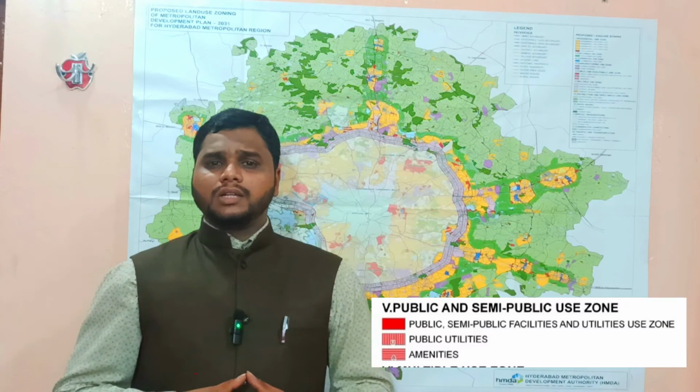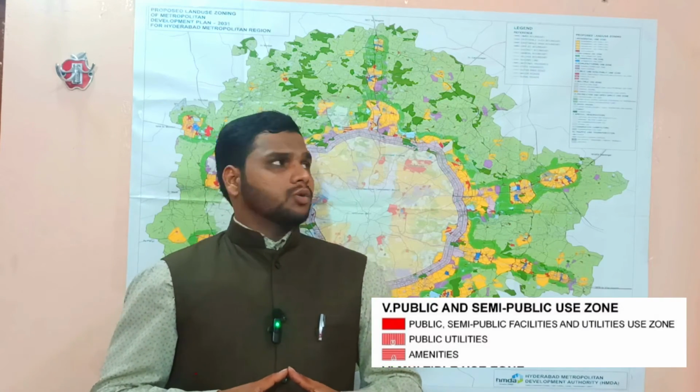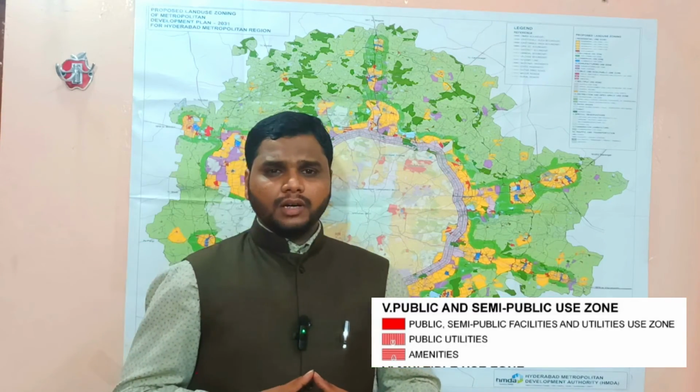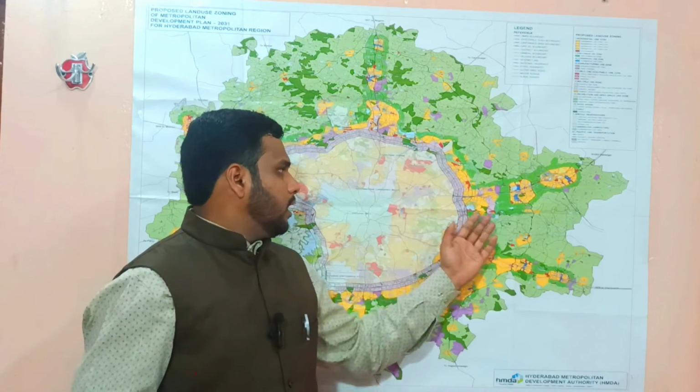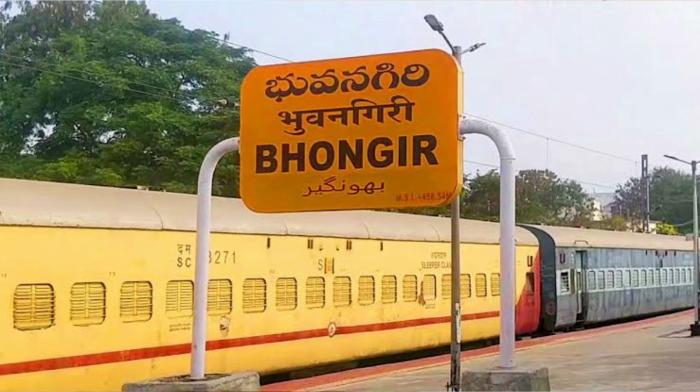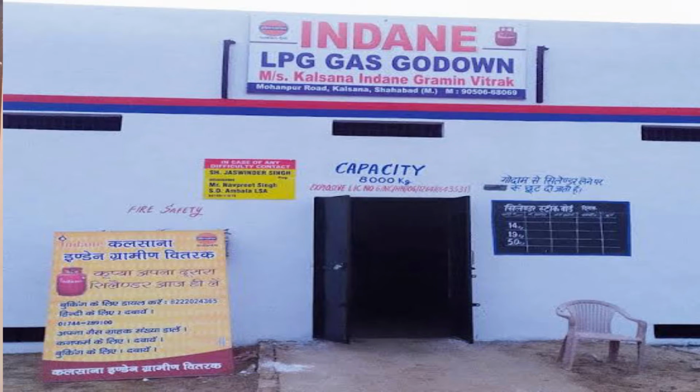The fifth zone is public and semi-public utility zone, shown in red color. This zone is mainly present across the HMDA master plan in different zones like a residential zone, conservation zone, etc. This zone is only for those activities which are useful for public purpose, just like bus terminals, railway stations, conference halls, LP gas godowns, etc.